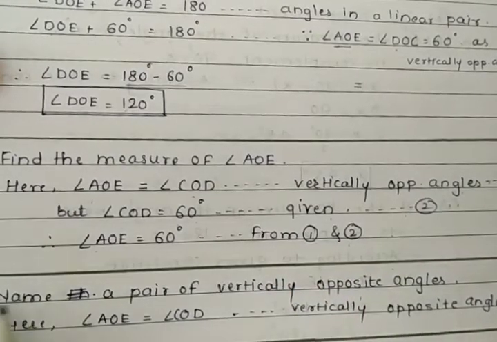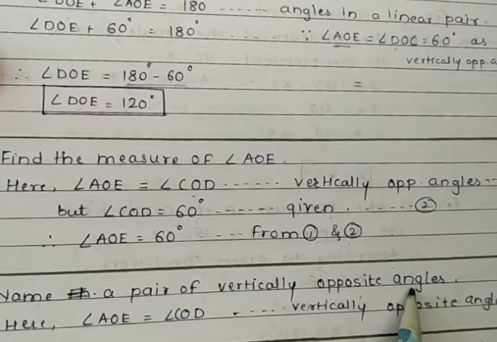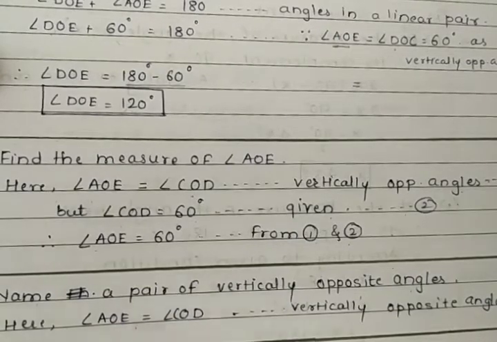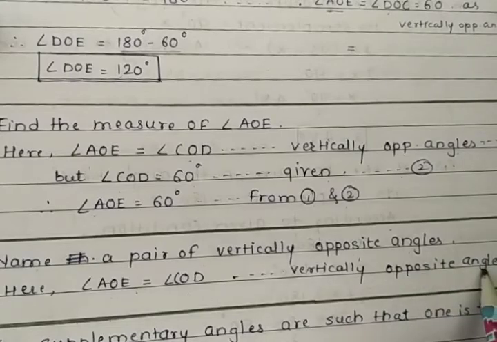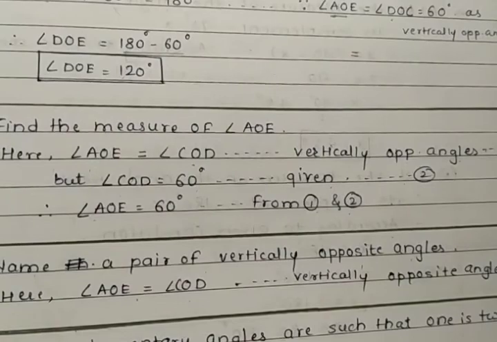Now the next question is name a pair of vertically opposite angles. That also we already saw. So here angle AOE is equal to angle COD. These are vertically opposite angles. Please check your diagram while solving these.